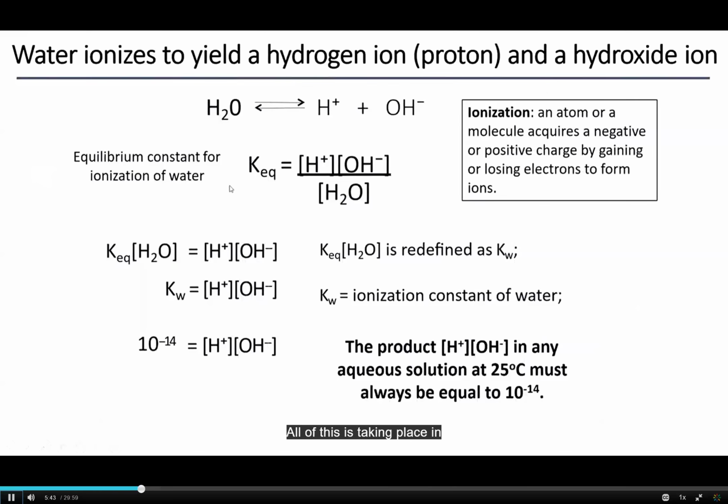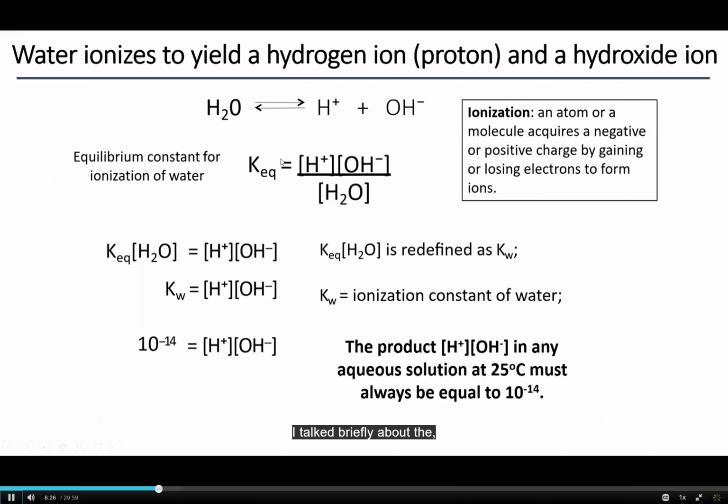All of this is taking place in an aqueous environment, or a water-based environment. The pH of an aqueous solution is defined by the ionization of water. Ionization, to refresh our memory, is when an atom or molecule acquires a negative or positive charge by gaining or losing electrons to form ions. So when we talk about the ionization of water, water is split into its cation, hydrogen, and its anion, the OH group base.